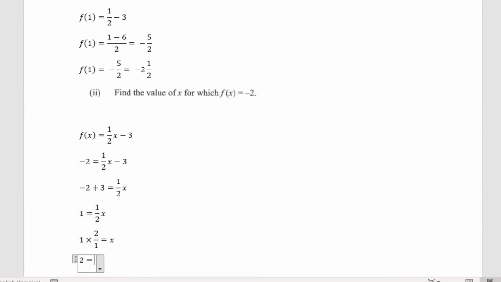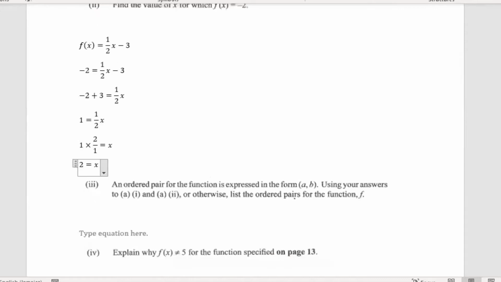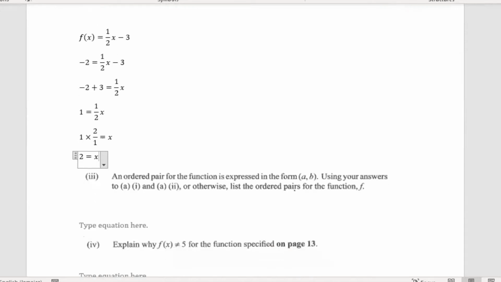to x. So when f of x is -2, what we find out is that the value for x is 2. And you can check if this is correct by substituting x for 2 into the original formula to find out if f of x will equal -2. And that is it for part 2 of the question.